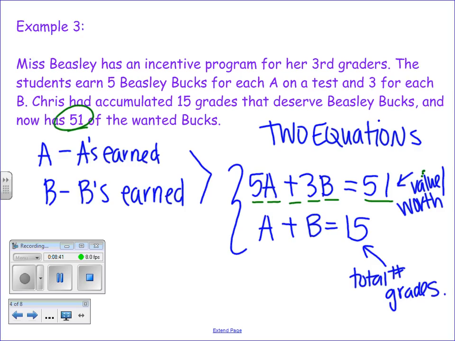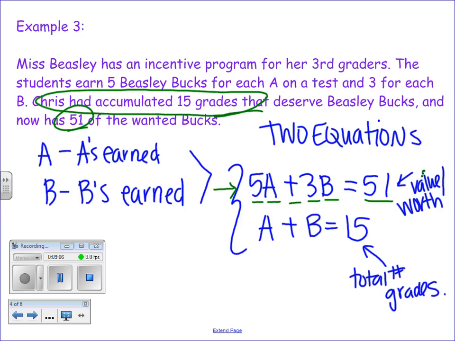Usually in a system, you're going to have some sort of equation that talks about the value of something in the problem, how much something is worth. Okay, so we got all that information into that first equation. But then I needed a separate equation that dealt with the part that said that Chris had accumulated 15 grades. So I know that he made some A's and some B's. We're just not sure how many.